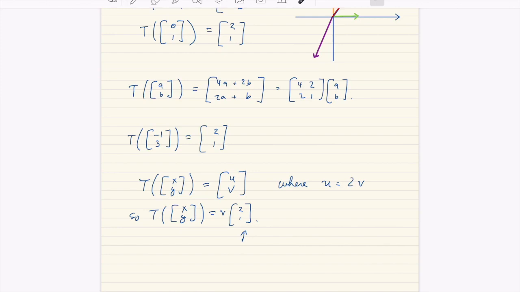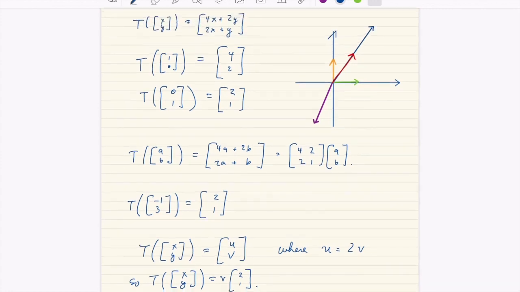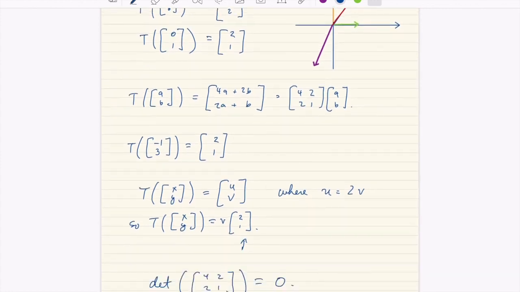What is the determinant of that matrix? It turns out that the determinant of that matrix, 4, 2, 2, 1, is 0. And so that tells us that our images are not going to be everything in R2. Our determinant is 0, so that tells us that we're going to have either a 0-dimensional or a 1-dimensional subspace.